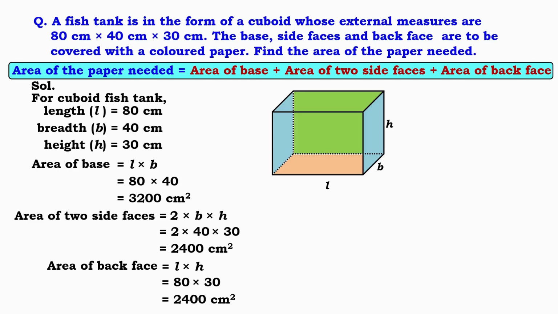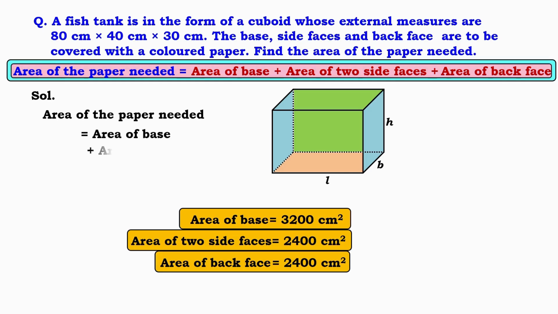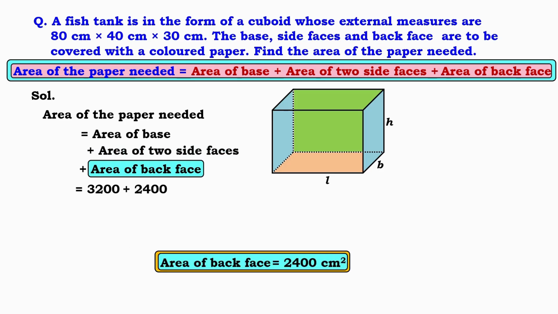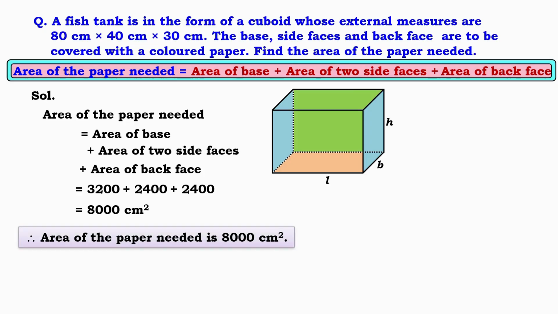Now if you keep on adding all this, then you will get the total area of the paper required. The areas of the base, two side faces and the back face we already got. Now just add all of them. So the area of the paper needed is equal to area of base plus area of two side faces plus area of back face. That is equal to 3200 plus 2400 plus 2400, which is 8000 centimeters square. So the total area of the paper needed is 8000 centimeters square.